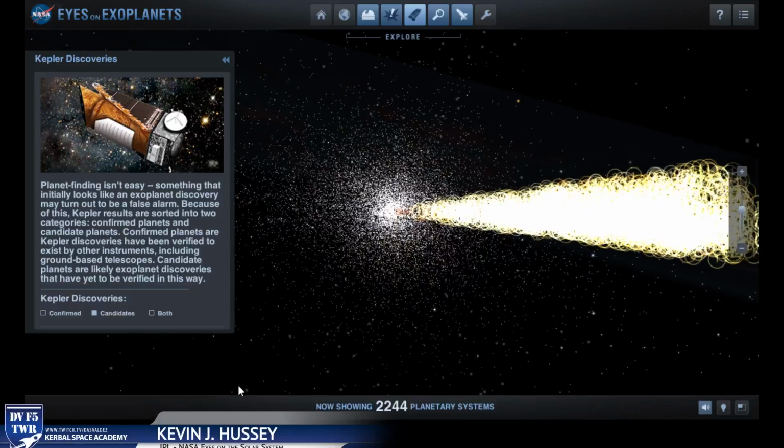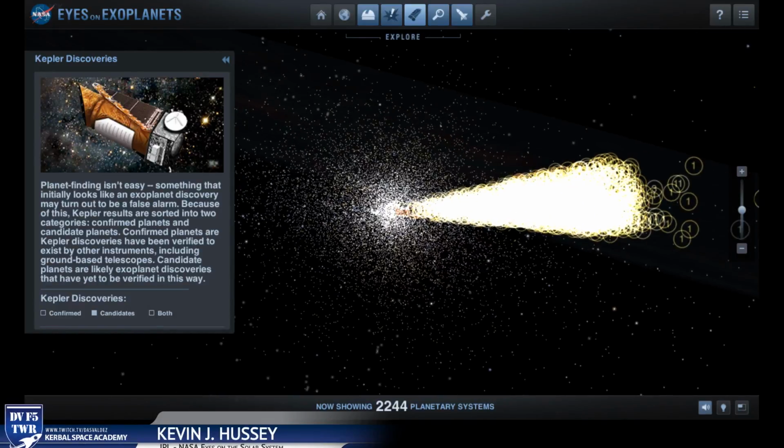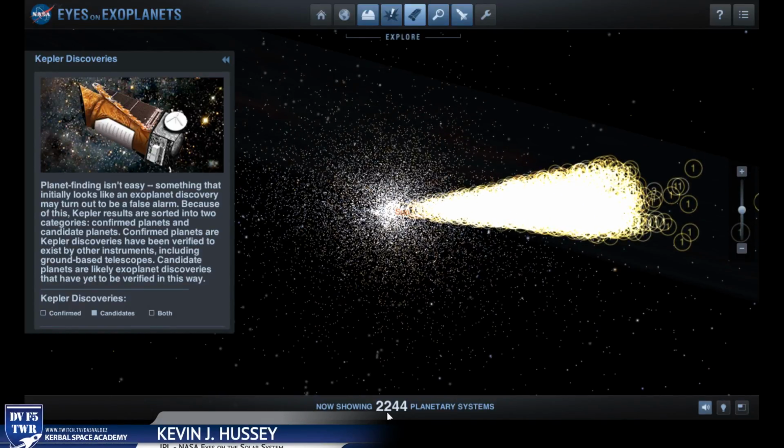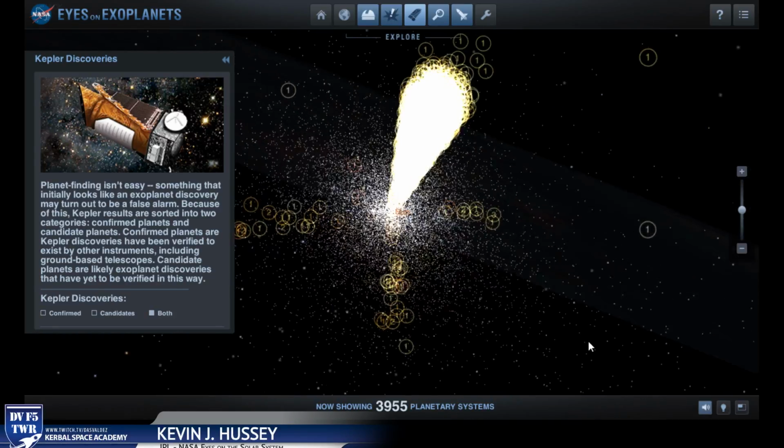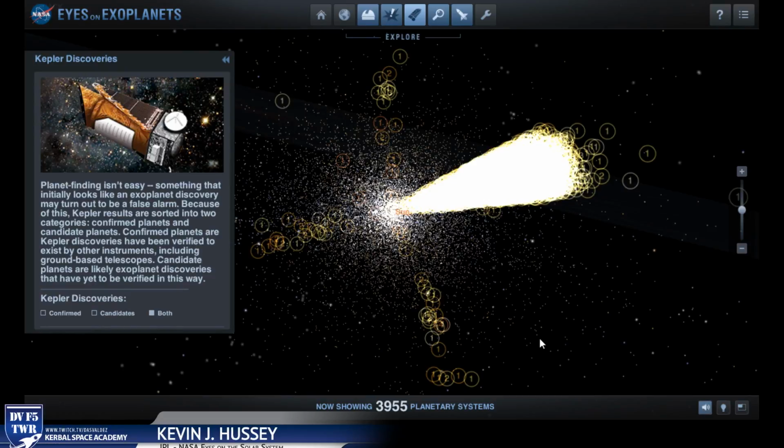Look at those candidates. Gosh, there are 2,244 candidates. Oh, wow, that's just the Kepler. So confirmed means confirmed stars that have exoplanets, and candidates are stars that we haven't looked at enough.